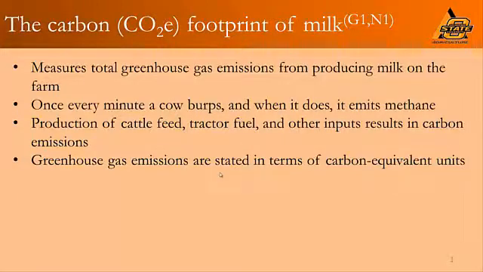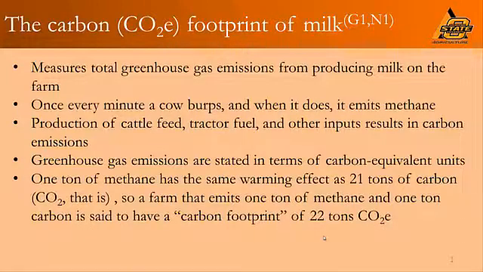To see what I mean, consider this little thought experiment. 1 ton of methane has about the same warming effect as 21 tons of carbon. We know that. And when I say carbon, I'm referring to carbon dioxide. So a farm that emits 1 ton of methane and 1 ton of carbon is said to have a total carbon footprint of 22 tons of carbon dioxide equivalent units, or we'll say it succinctly throughout, 22 tons of carbon. So every time I say carbon, I'm referring to carbon dioxide equivalent units.